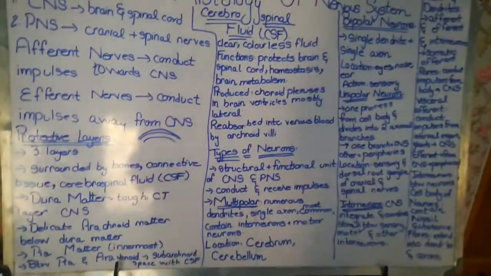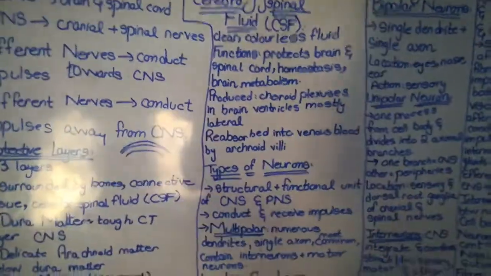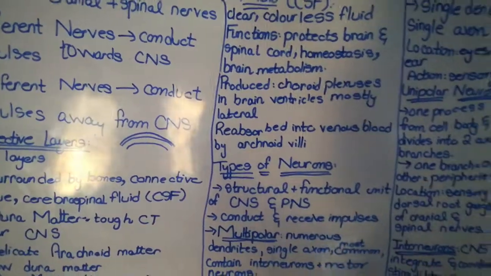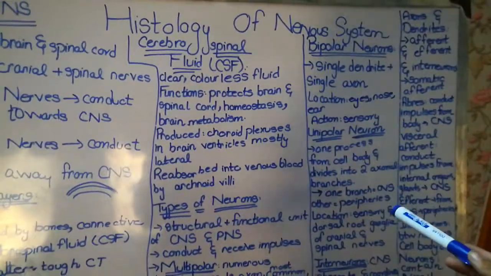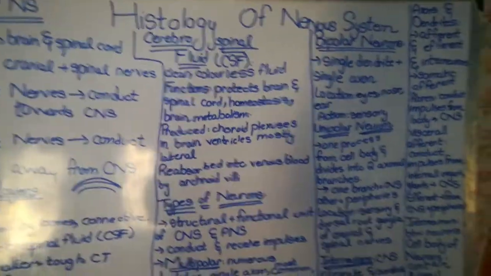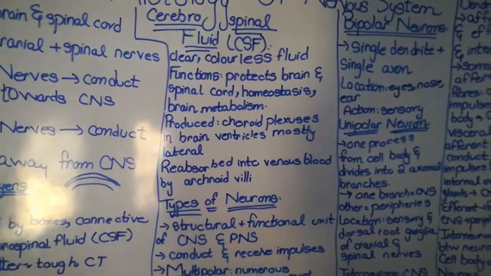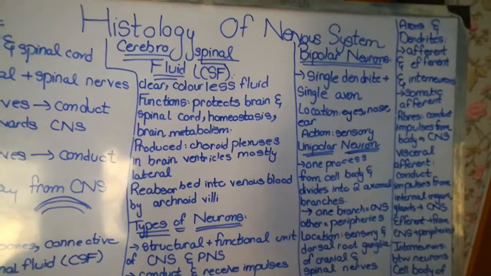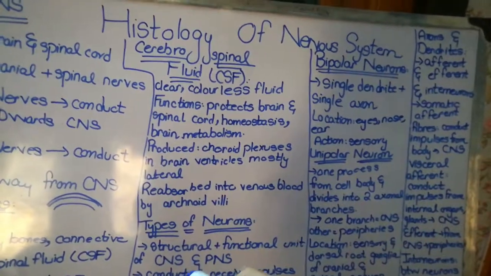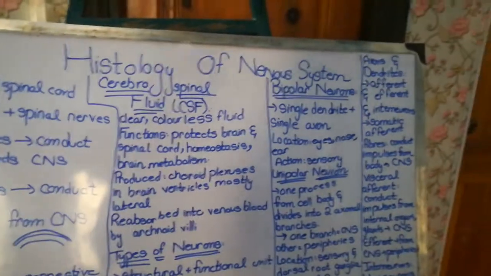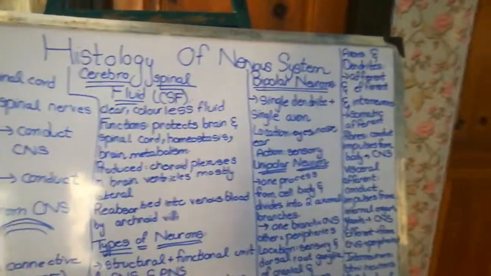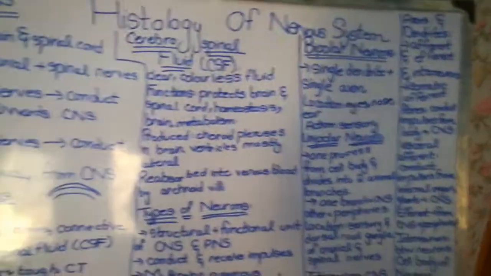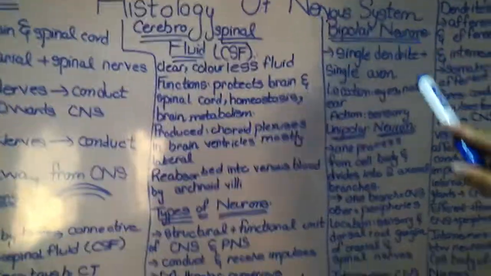Then you have the types of neurons. There are three types of neurons, as we studied before. You have the multipolar neurons, you have the bipolar neurons, and you have the unipolar neurons. First of all, what are neurons? They are the structural and functional unit of the nervous system. Their function is basically to conduct and receive impulses. The conduction is from the skin, from your receptors to the central nervous system, and then they receive it from the central nervous system and transmit it back to the effectors to perform the desired action. There are three types: multipolar, bipolar, and unipolar.